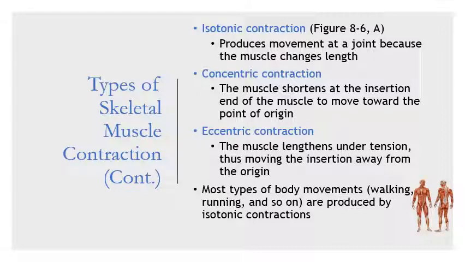Now, or shortening. The concentric contraction is when the muscle shortens at the insertion end of the muscle to move towards the point of origin. The eccentric contraction is when the muscle lengthens under tension, thus moving the insertion away from the origin. Most types of muscle movements, walking, running, and so on, are produced by isotonic contractions.